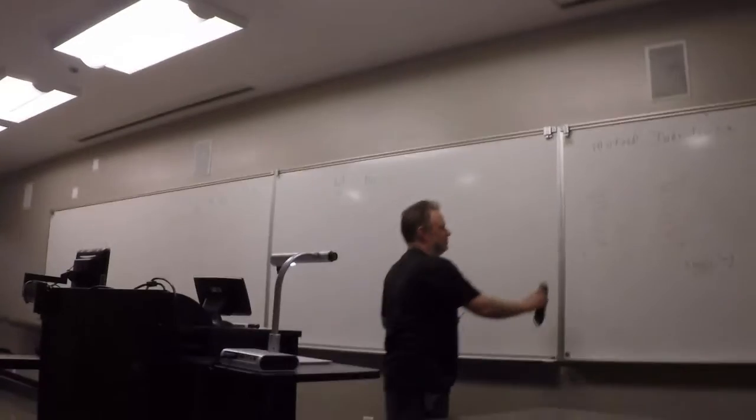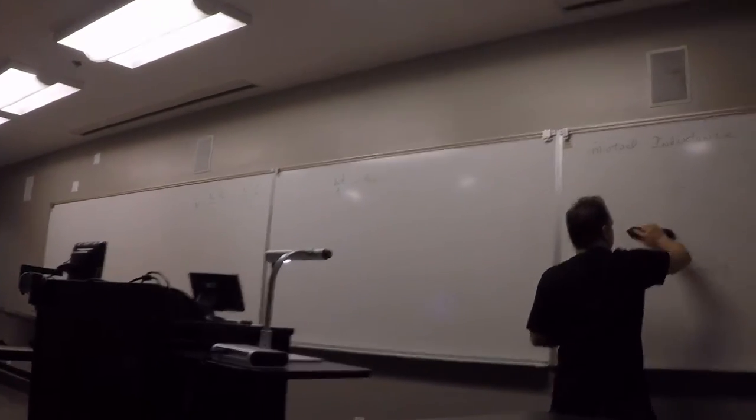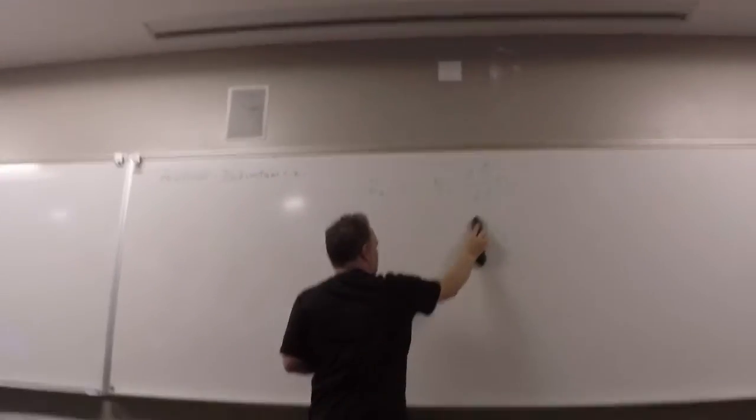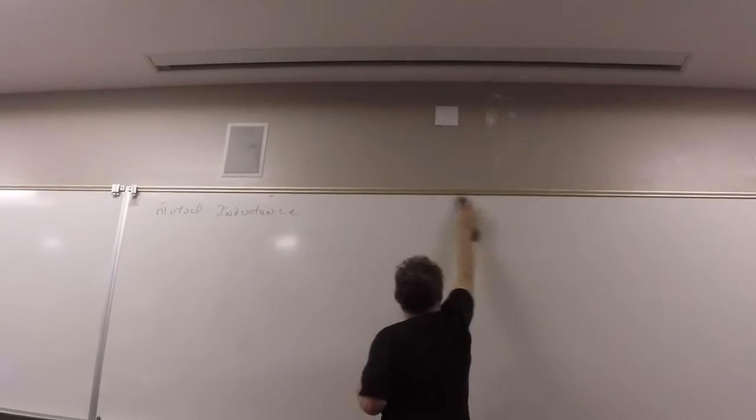All right, now let's take a look at a single coil. What if we don't have two coils, instead we just have one? So we shift to the point where we just have one coil.